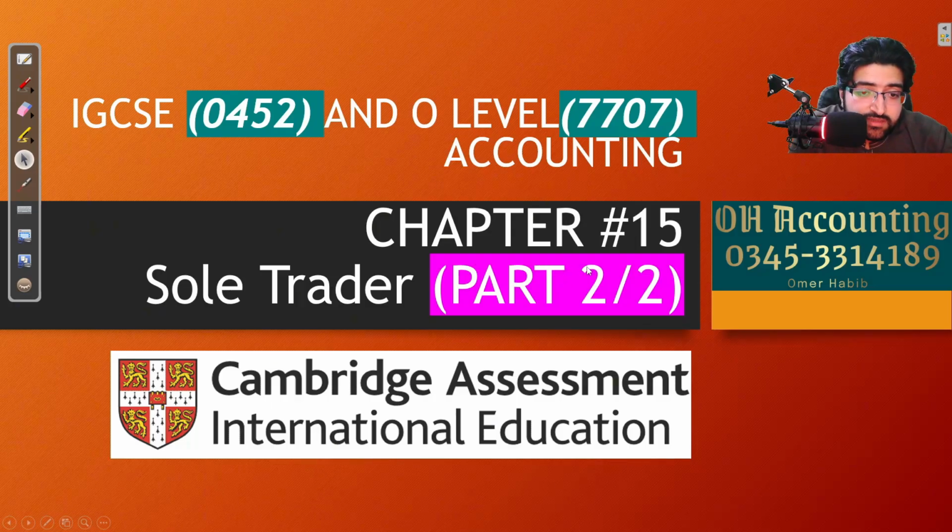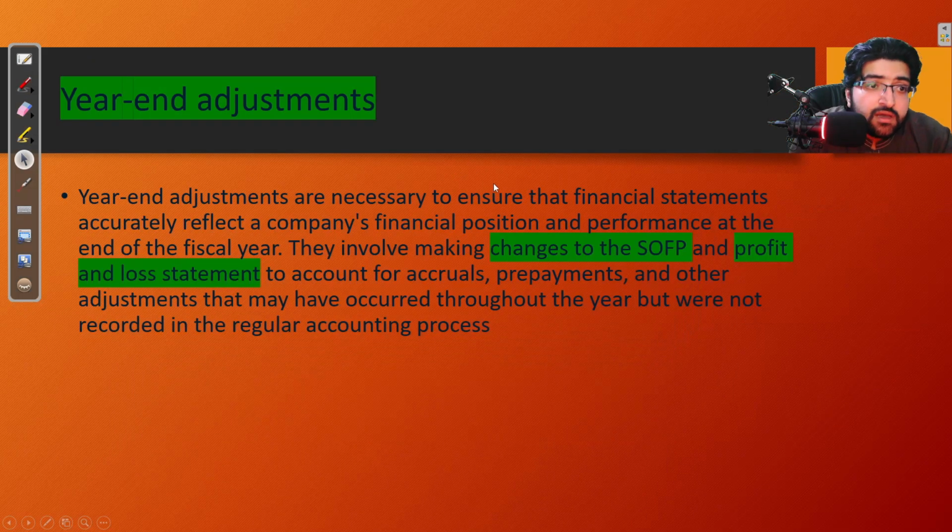Welcome back, students. We are starting with part 2 of Sole Trader now. In this part, we will basically cover year-end adjustments. These are the changes that you have to make to the trial balance given in the question before preparing your income statement and SOFP to simply reflect a true or fair picture of your company's position and performance.